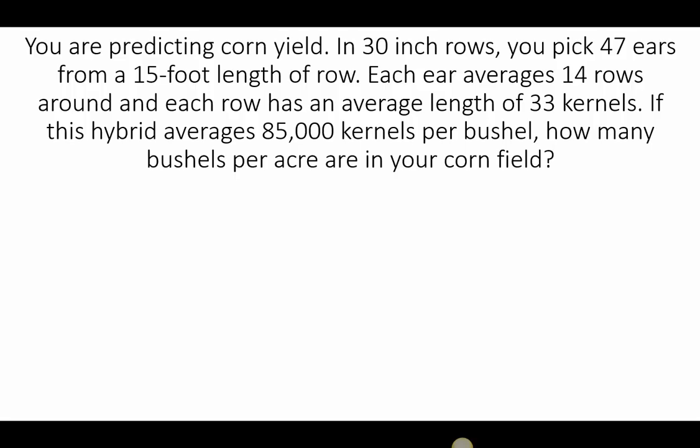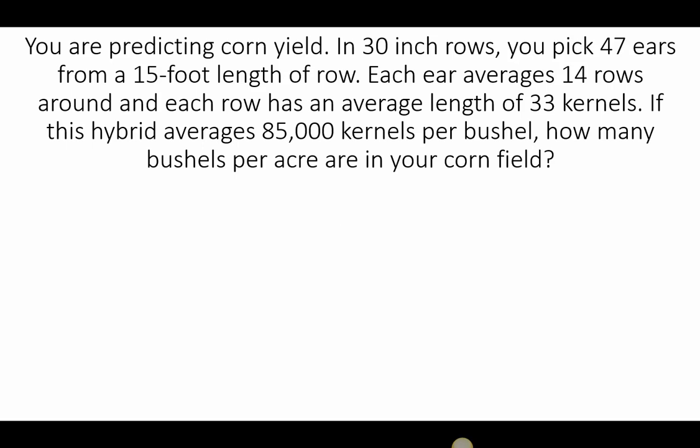Let's try another problem. You are predicting corn yield. In 30-inch rows, you pick 47 ears from a 15-foot length of row. Each ear averages 14 rows around, and each row has an average length of 33 kernels. If this hybrid averages 85,000 kernels per bushel, how many bushels per acre are in your cornfield?